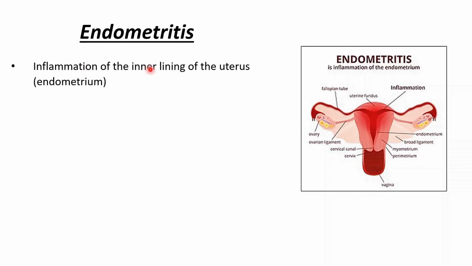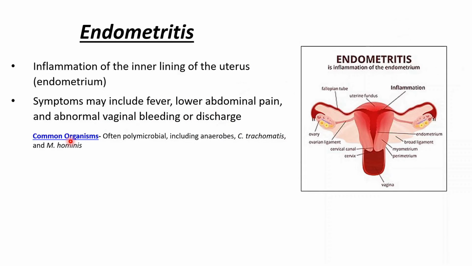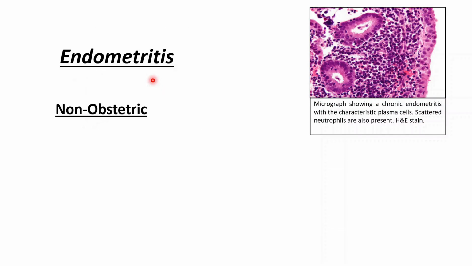Endometritis is inflammation of the inner lining of the uterus, also called the endometrium. Symptoms can include fever, lower abdominal pain, and abnormal vaginal bleeding or discharge. Common organisms. Endometritis is often polymicrobial, including anaerobes, C. trachomatis, and M. hominis.